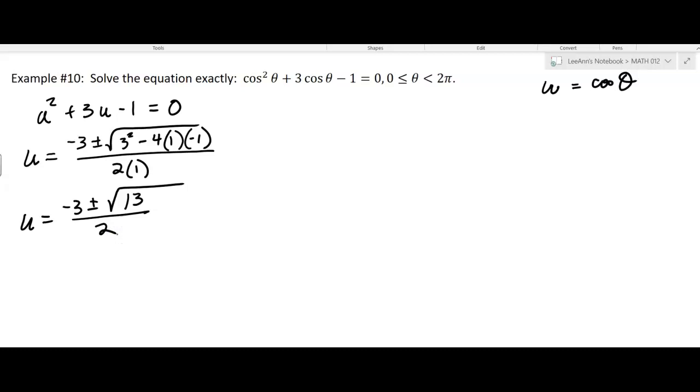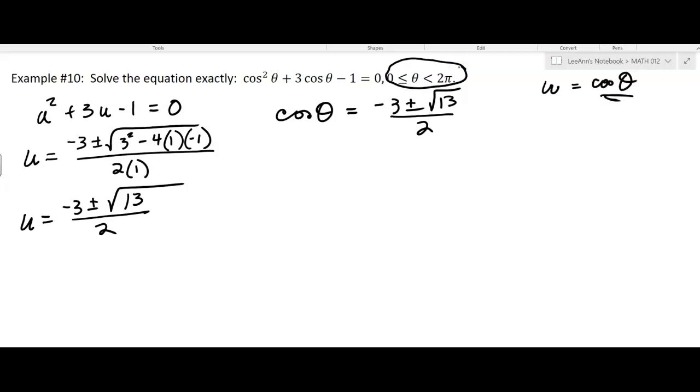Now what is u? u is cosine theta. So we're saying, let's see, where can I write this? Cosine theta is equal to negative 3 plus or minus the square root of 13 over 2. So we're going to get an approximation. We're going to get a calculator. The interval is restricted to one time around the circle, 0 to 2 pi.